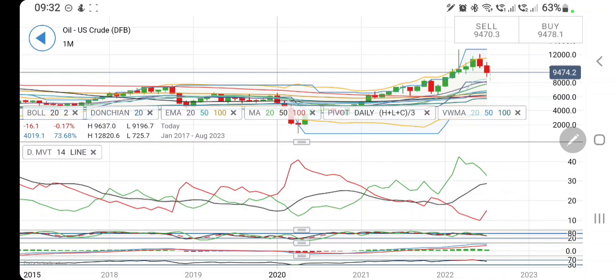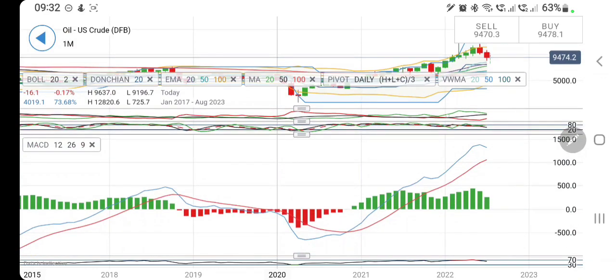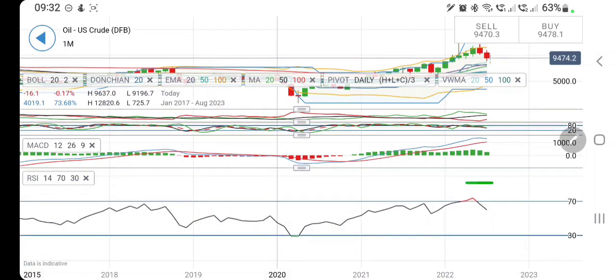Directional movement is bullish. It is trying to converge. RSI, or rather I'll say stochastic, looking downwards. The MACD is trading bullish, now trying to converge strongly, and it has seen a good reversal down there. RSI was overbought. A sharp turn has been taken after those levels.